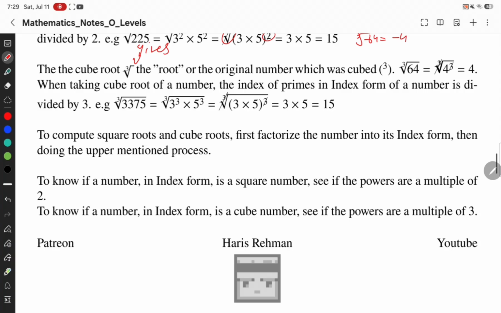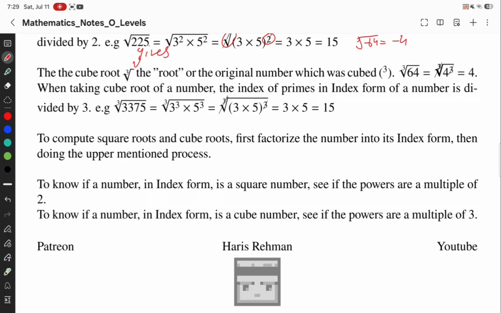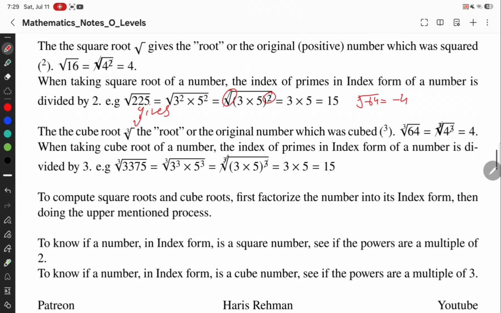To compute the square roots and cube roots, first factorize the number into its index form, doing the above-mentioned processes. Above-mentioned meaning these processes.